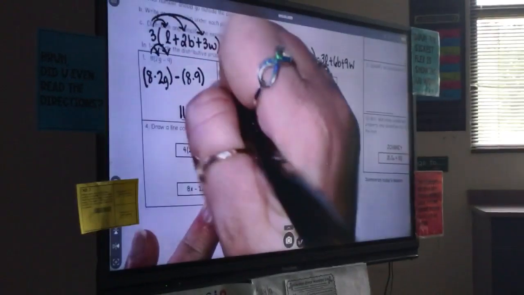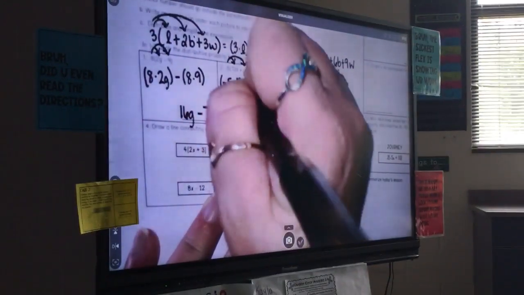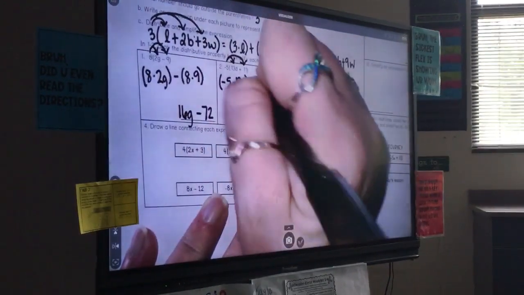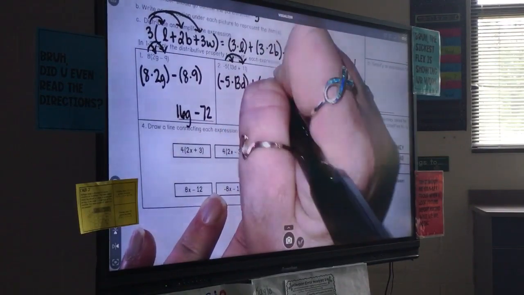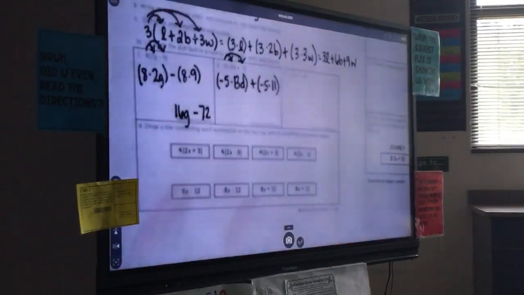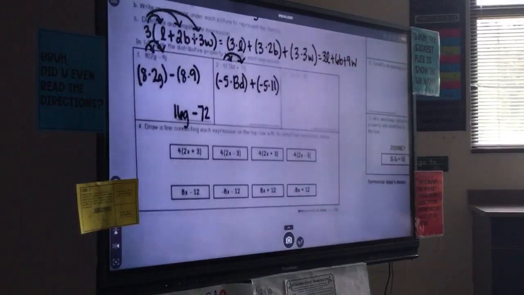You have negative 5 times 13D plus negative 5 times 11. Why did I keep the negative with that 5? Say it nice and loud. Because it's outside of the parentheses. It's outside that parentheses and it's with that negative 5. So it starts with that, it stays with it. All right.